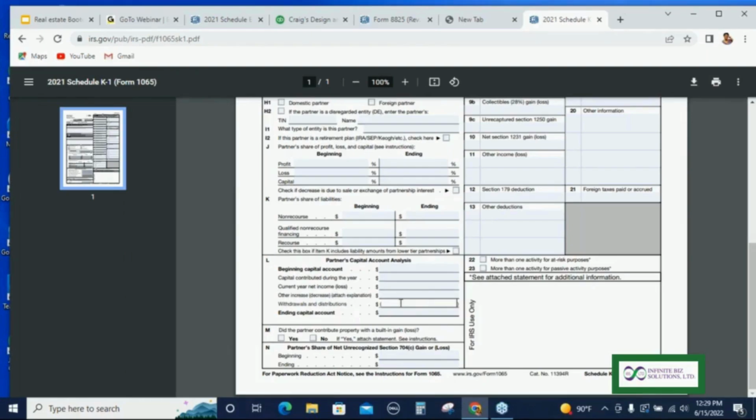All those distributions that you receive from the partnership, it reduces your capital stock in the partnership. So this area here is an area you also want to pay attention to when you get the K1. If you don't know how to read it, have your accountant help you understand it, and that tells you whatever basis you have left in there. These are the areas I want you to pay attention to.